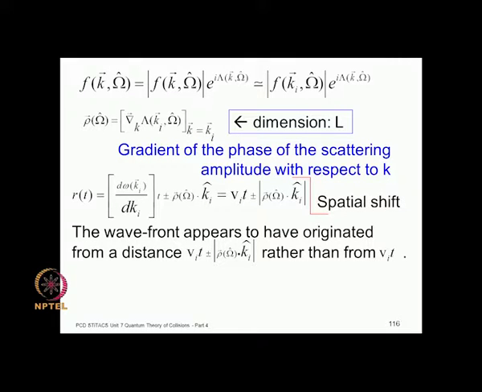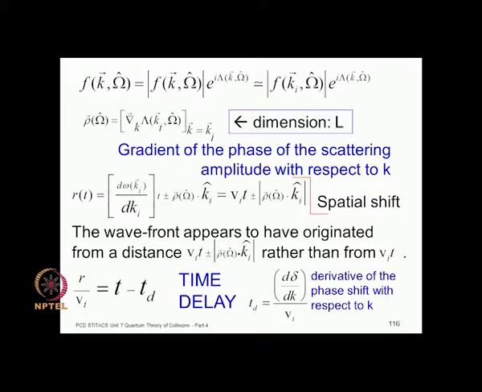So, there is a spatial shift corresponding to which there is a time delay, because any phase shift corresponds to a time delay or time advancement, and this time delay would be given by, if you just divide this by the velocity, the derivative of the phase shift with respect to k divided by v, which gives you the time delay.